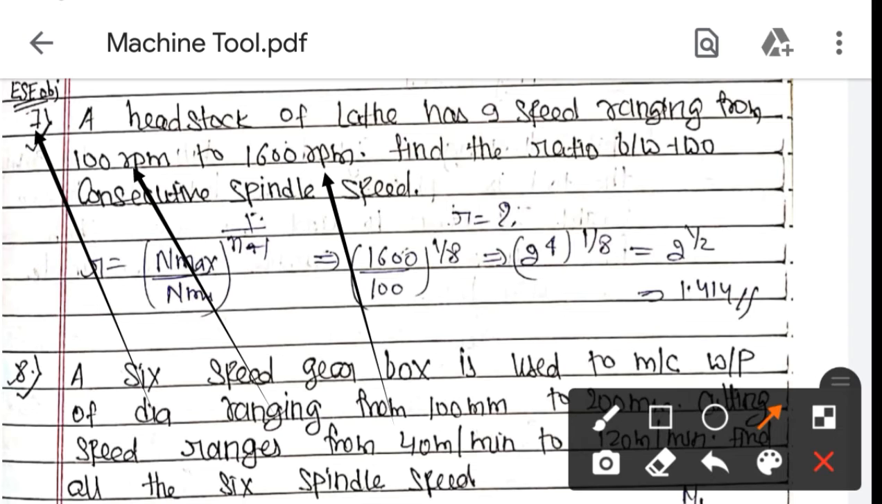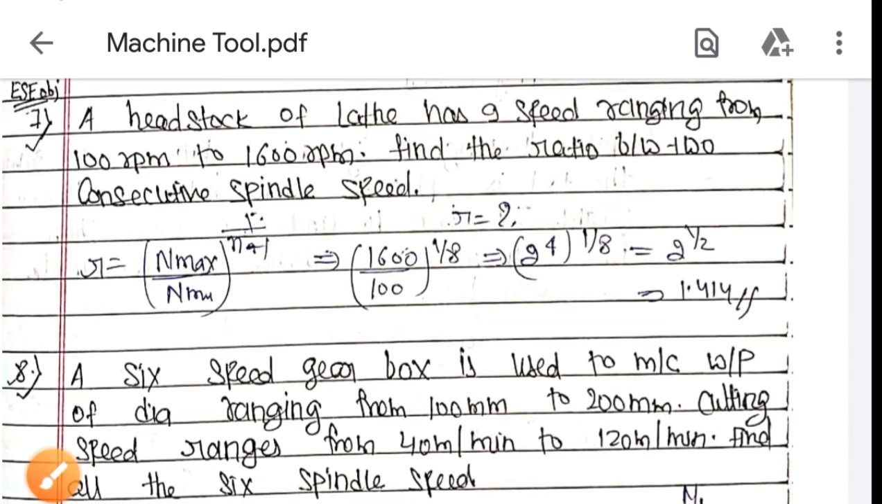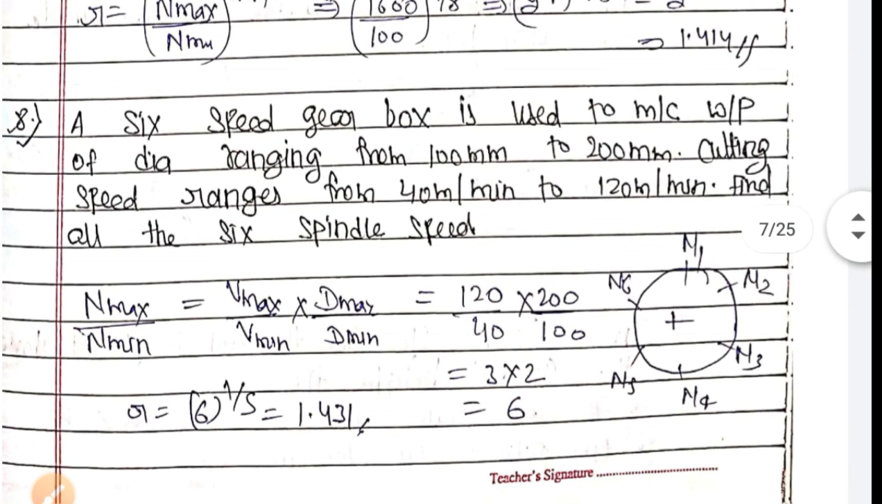Here it is given 9 speeds ranging from 100 to 1600 rpm, meaning N is equal to 9, so N minus 1 will be 8. This was basic maths calculation. When you do that, we get the consecutive spindle speed ratio, which is 1.414. So this was the ESE objective question. This is how they used to ask questions in the exam.